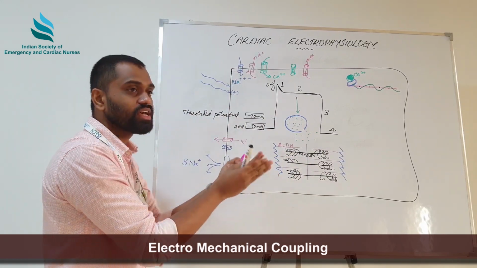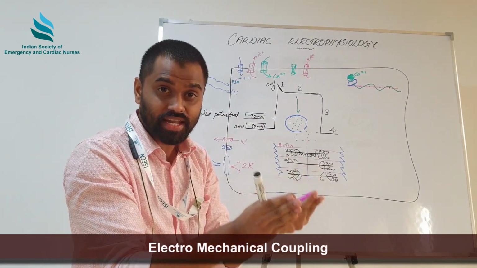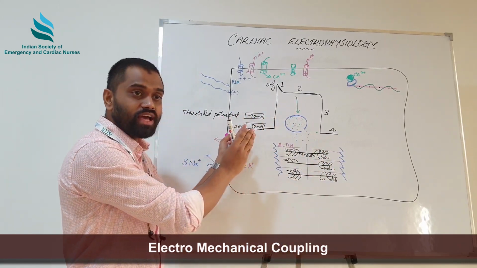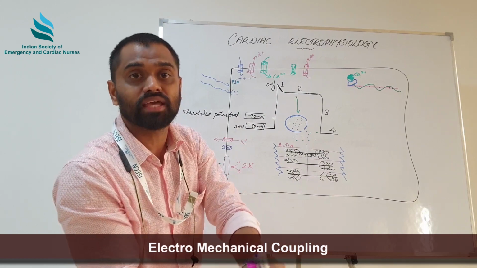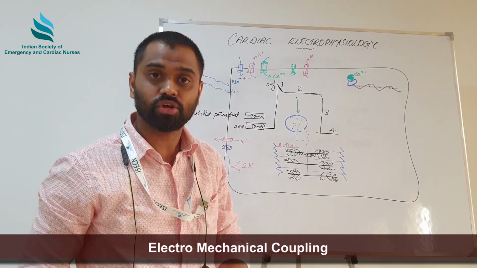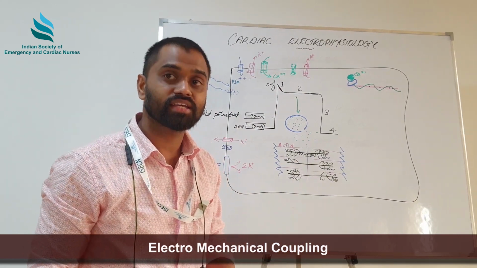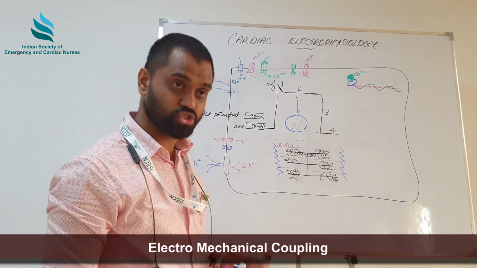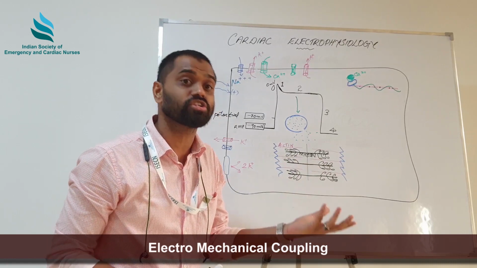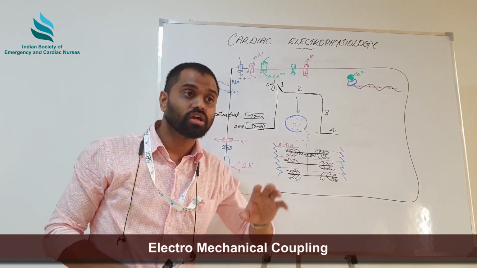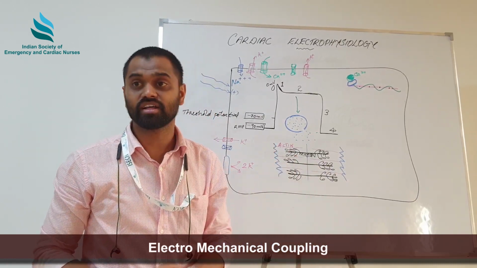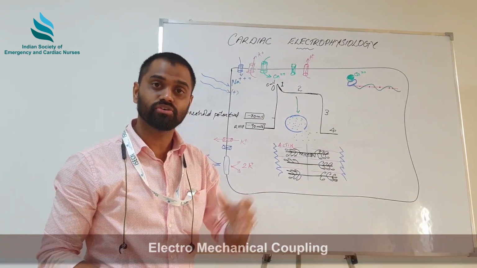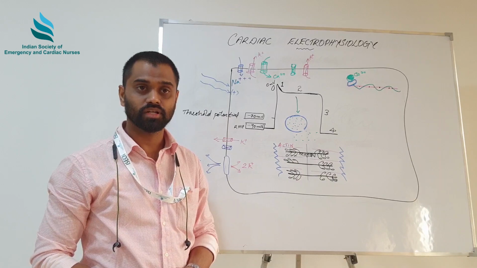And this entire phenomenon of translating the electrical impulses to a mechanical activity is what we call electromechanical coupling. So here an electrical activity has been converted into a mechanical activity, and this is what we call electromechanical coupling. Now this completes the purpose of action potential. What was the purpose of action potential? The purpose of action potential was contraction of the myocardial cell.